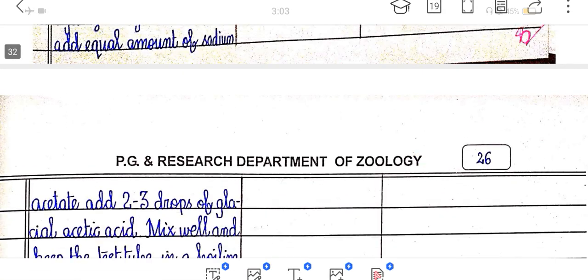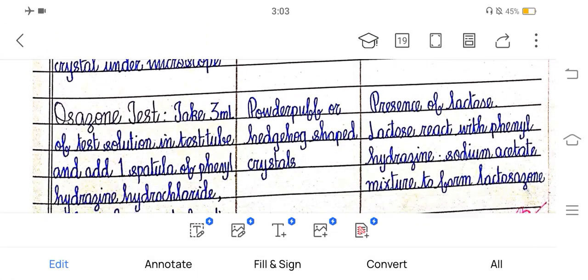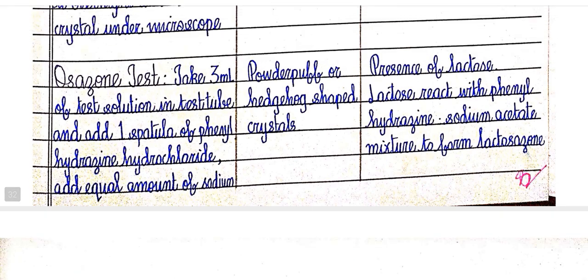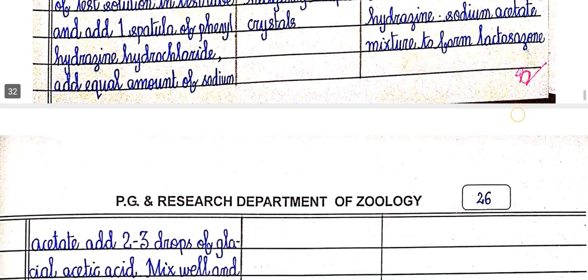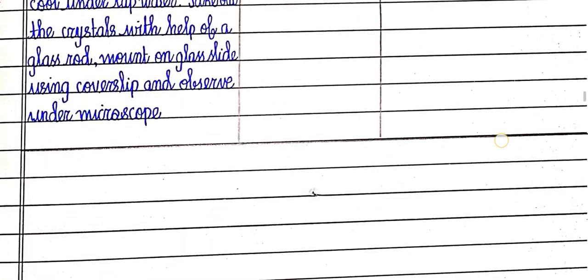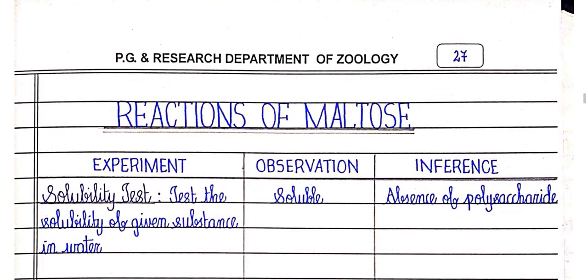You could see powder puff or hedgehog shaped crystals in case of lactose. In presence of lactose, phenylhydrazine and sodium acetate mixture react to form lactosazone. Then next we are going to learn about reactions of maltose.